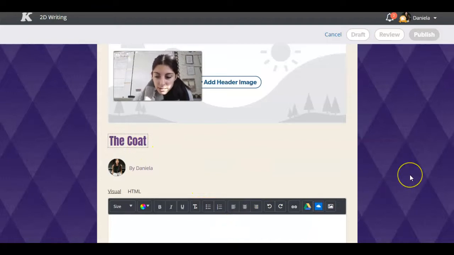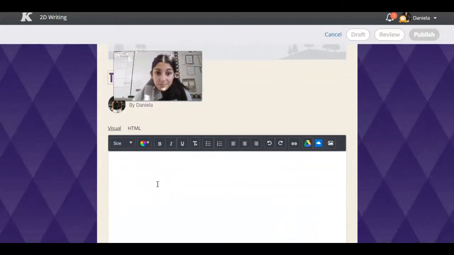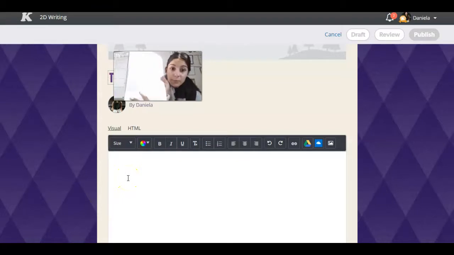Then I can go down here to the part where I'm going to write it, and I'm going to use this. I'm literally going to keep looking at this to help me. I'm going to start with my beginning. So I'm going to flip to the page that says beginning, and I'm going to start writing the words that are under my beginning. So ready?